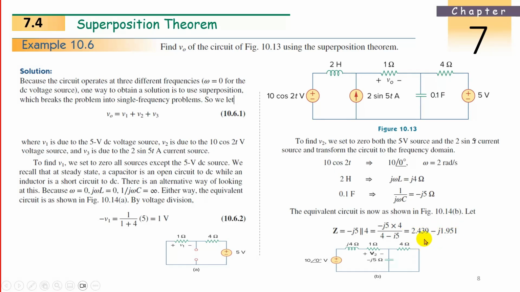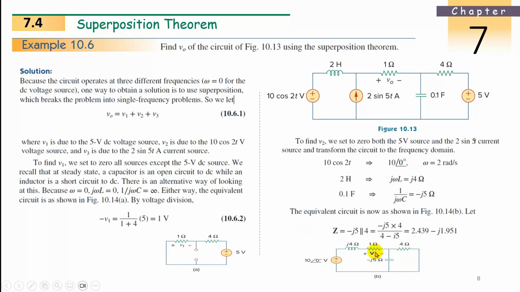There are 2 steps missing here. What are the 2 steps? We have to convert this, rectangular to polar, and this rectangular to polar. Then divide it, easy division. Then convert back into rectangular. So it becomes 2.439 minus J1.951. This is Z for only these two combination.